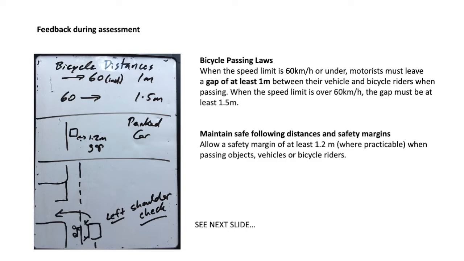So this is the content. When the speed limit is 60 kilometers per hour or under, motorists must leave a gap of at least 1 meter between their vehicle and the bicycle riders when passing. When the speed limit is over 60, the gap must be at least 1.5 meters. Maintaining safe following distance and safety margins. Allow a safety margin of at least 1.2 meters where practicable when passing objects, vehicles, or bicycle riders. Again, so there's the content that I wanted to get across through my diagram.